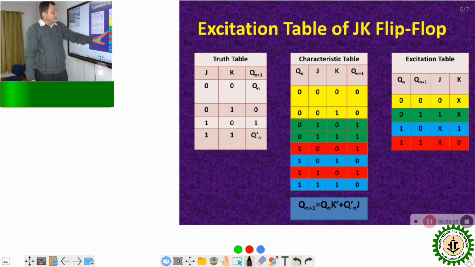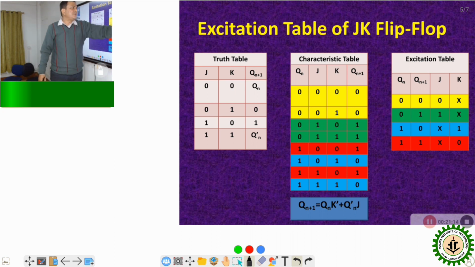So what are the combinations of J and K? K is 1 for both the cases, so K is 1. What about J? Here J is 1, 0. That means J will be a don't care term. That is what we have taken: J is don't care term, K is 1.